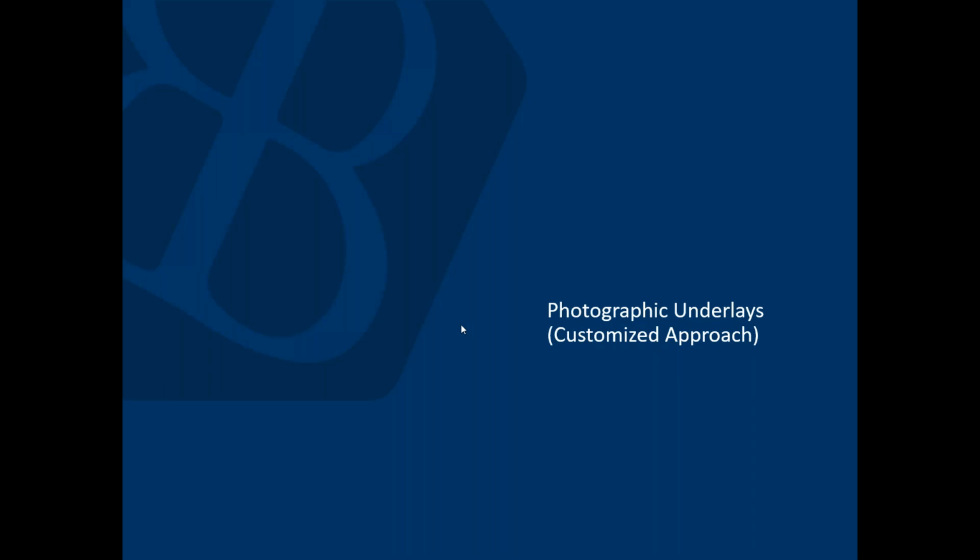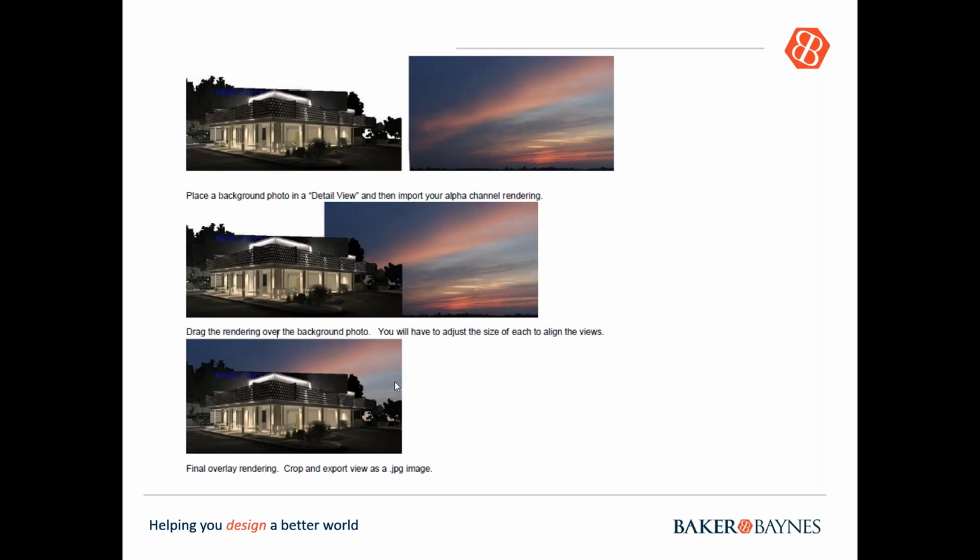So once you've separated these images, simply overlay the two Revit drafting views and resize the image so that you can see it, right? An example of this is actually here. So what I said was place a background photo in the detail view, then import your alpha channel rendering. Drag your rendering over the photo. You basically have to adjust the size so that both views are aligned. And for the final rendering, you crop your view as a JPEG image. I like this because it's like a cheating way of doing it. So here's my initial render. This is when I drag it over to an image, and this is the final view.